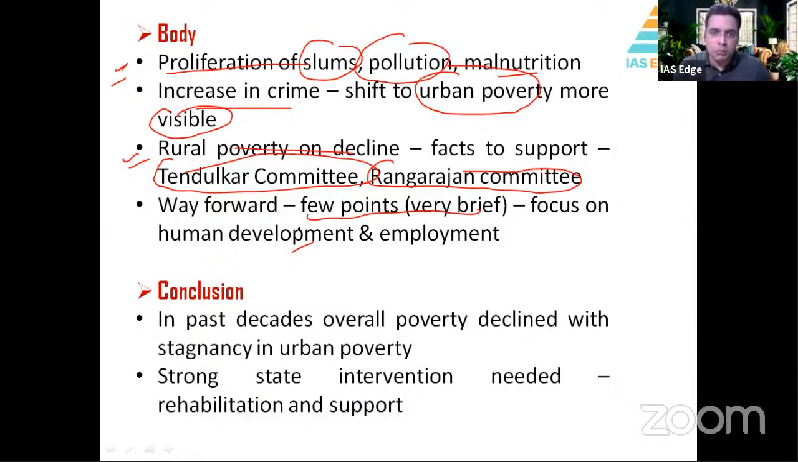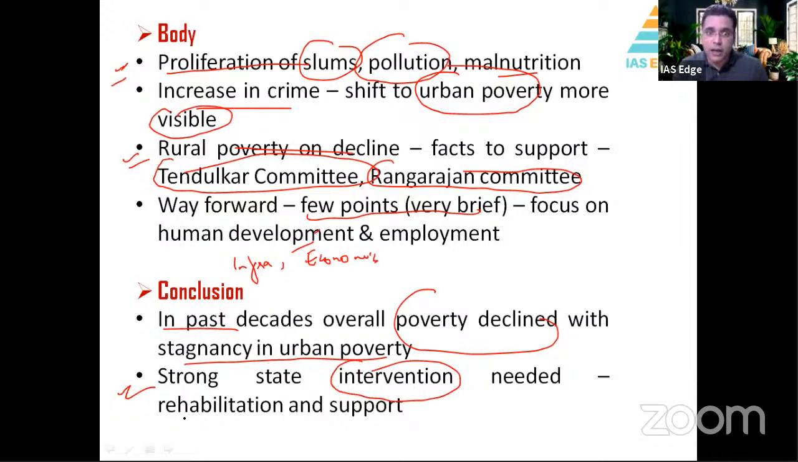It could be through other points, infrastructure development. It could be through working on economic growth of the nation. In the past we have seen that overall poverty has declined if you have worked on these areas. So in the past decade overall poverty has reduced, but urban poverty has stagnated. It has not decreased. And what is needed? A strong state intervention is needed. Very strong government intervention is required, with rehabilitation and support to these people. So that is what your conclusion would have. Very small, 2 lines of conclusion.